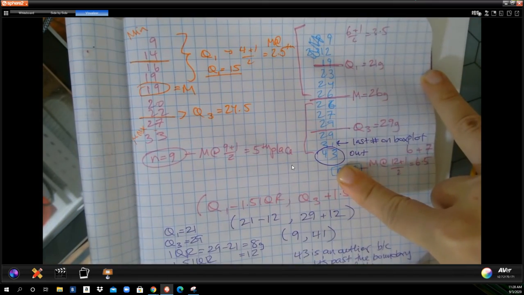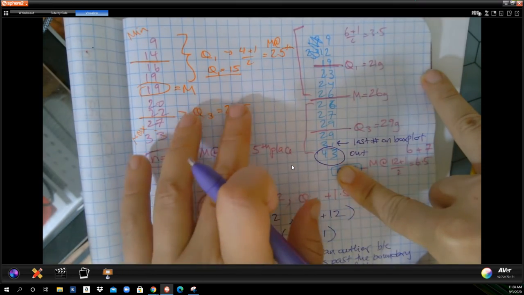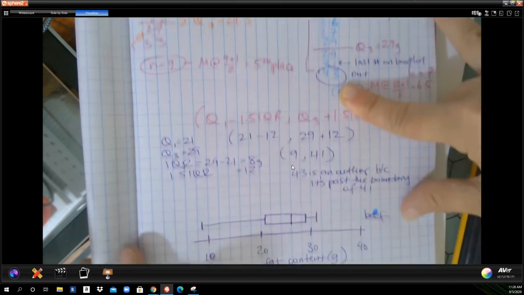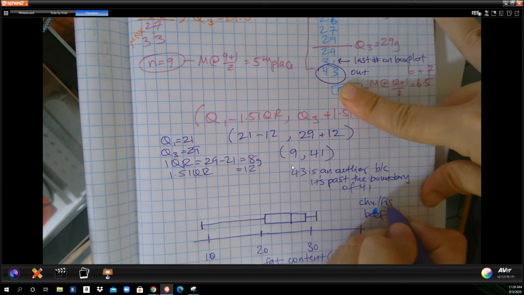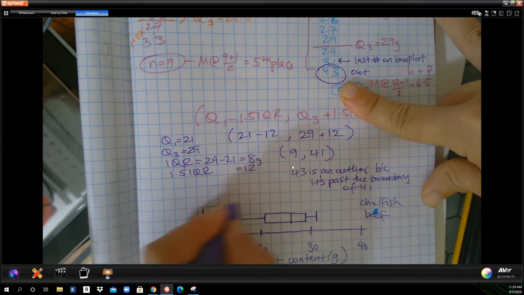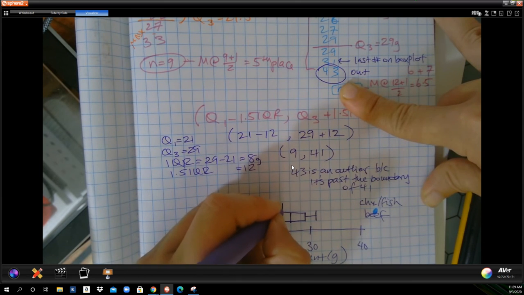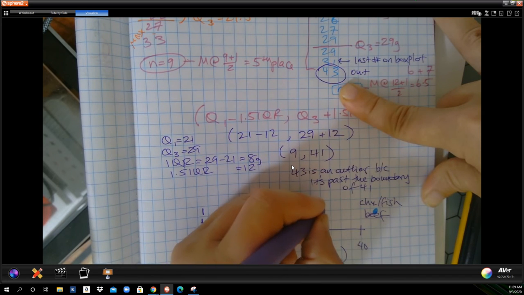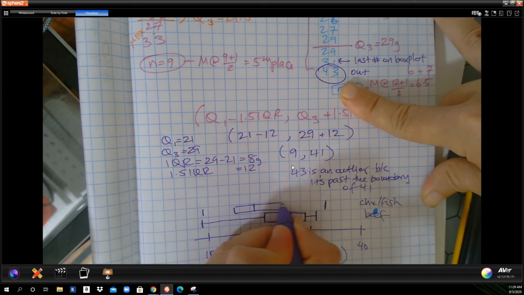I got my numbers. So we're going 9, 15, 19, 24.5, 33. That one doesn't have any outliers. So this is going to be chicken or fish. So again, 9, 15, 19, 24.5, and 33.